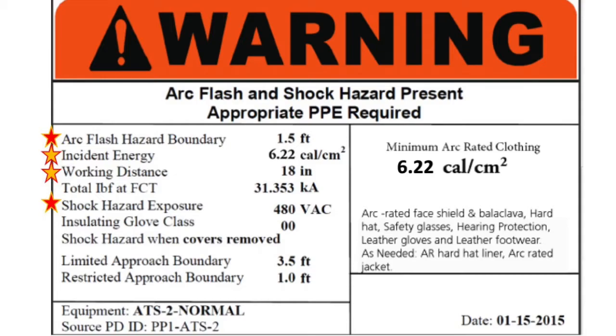Right below that, typically you'll see the date and maybe the company name that did the analysis. And then some other things that some companies put on there. On the lower left is the equipment name. That's always good to know. And then the source that feeds that equipment. In other words, the protective device upstream that's feeding that particular piece of equipment. So that's what a compliant arc flash label looks like.